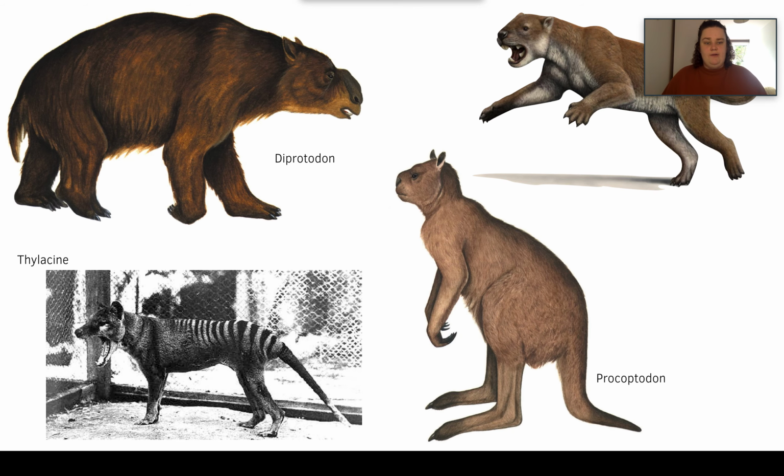So yeah, here we have some extinct fauna of Australia. We have Thylacoleo, which is a marsupial lion on the top right. We have Diprotodon, which is like a giant wombat. We have Procoptodon, which is the giant short-faced kangaroo. And we have the thylacine.